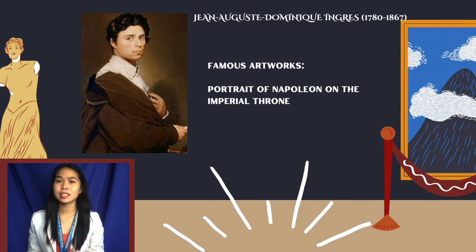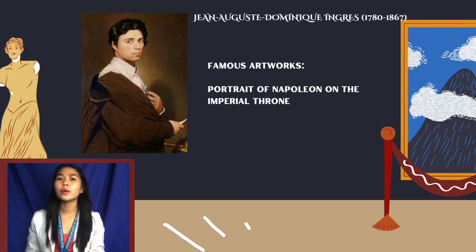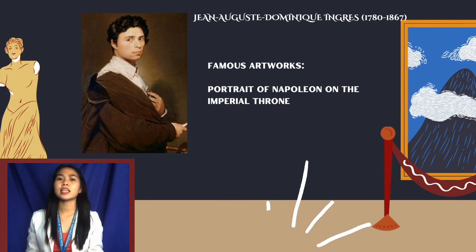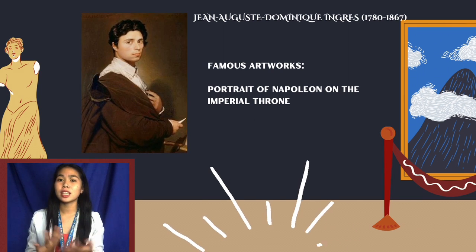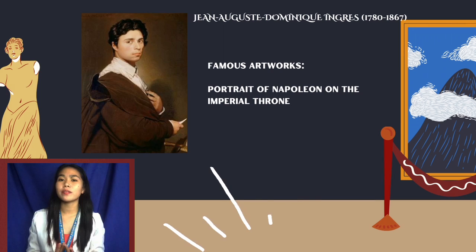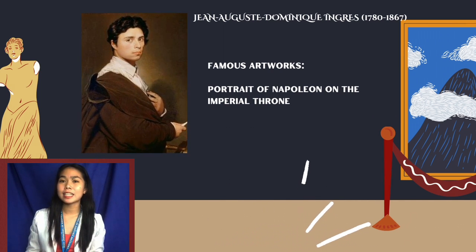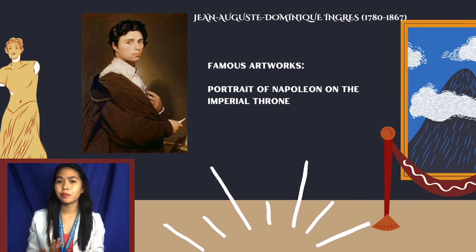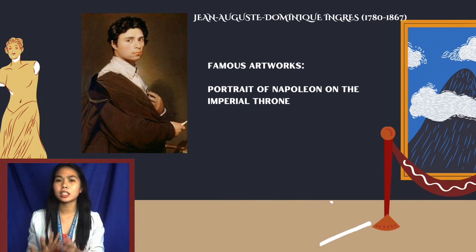Our next neoclassical artist is Jean-Auguste-Dominique Ingres. He was influenced by Italian Renaissance painters. His paintings were usually nudes, portraits, and mythological themes, so he is regarded as one of the great exemplars of academic art and one of the finest old masters of his era. So one of his famous artworks is Portrait of Napoleon on the Imperial Throne.